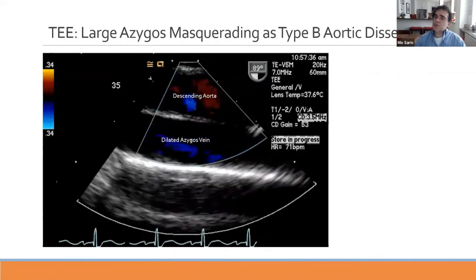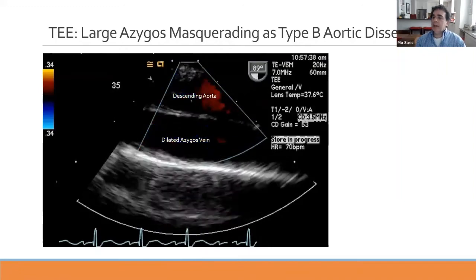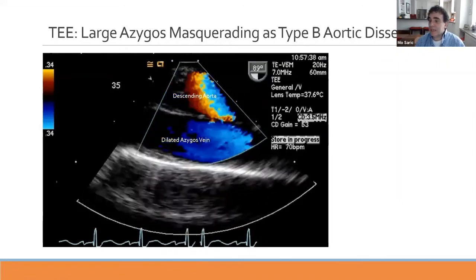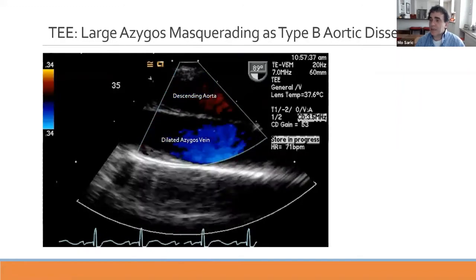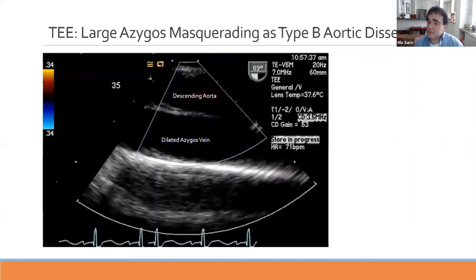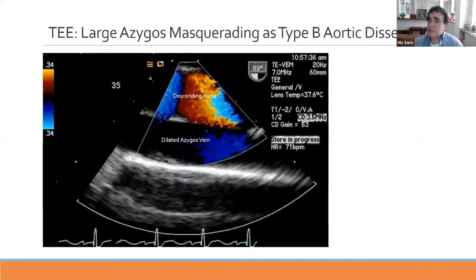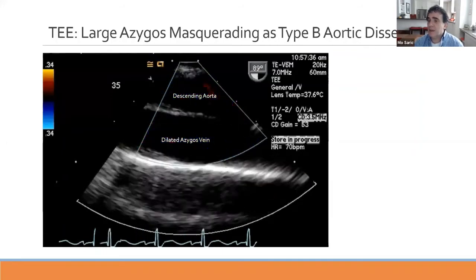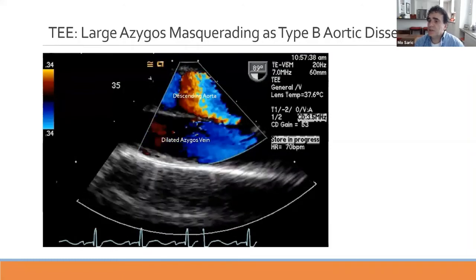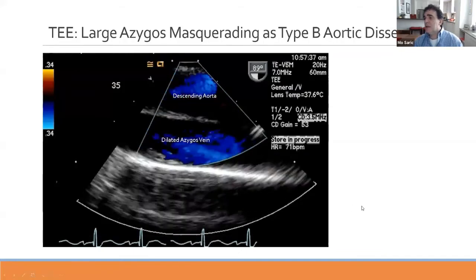And just as I showed you with the type A dissection, certain anatomic or technical variations should not be mistaken for dissection. For type A dissection, we discussed the reverberation artifact, but for type B dissection, something that can be mistaken is a dilated azygos vein. It gives the illusion that there is a true and false lumen, which actually is not the case. On the top is the descending aorta, and the bottom is the dilated azygos vein.